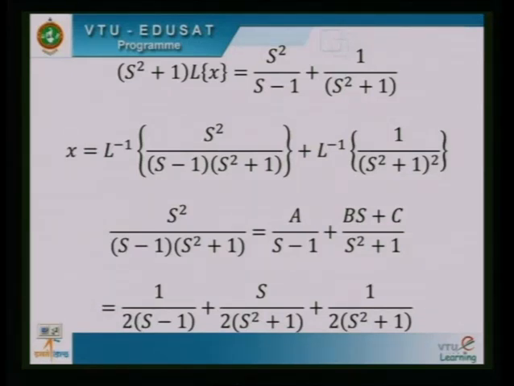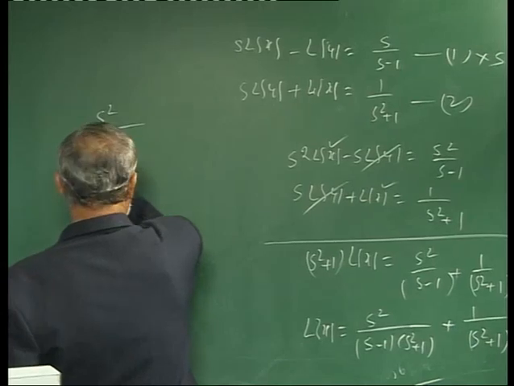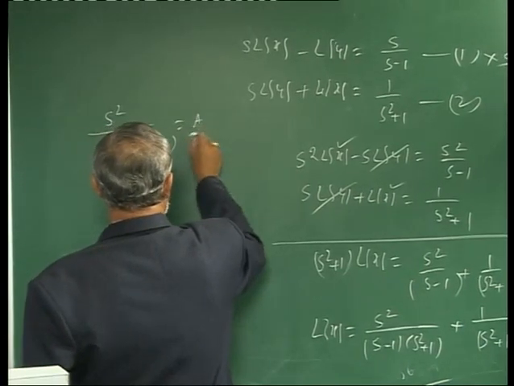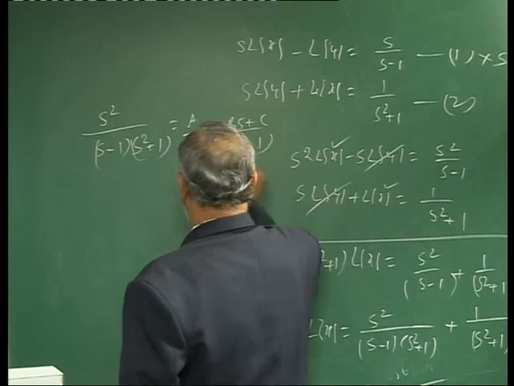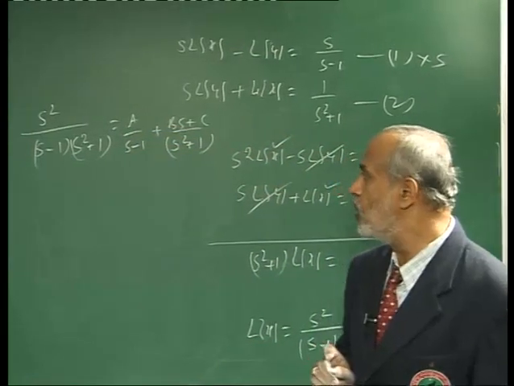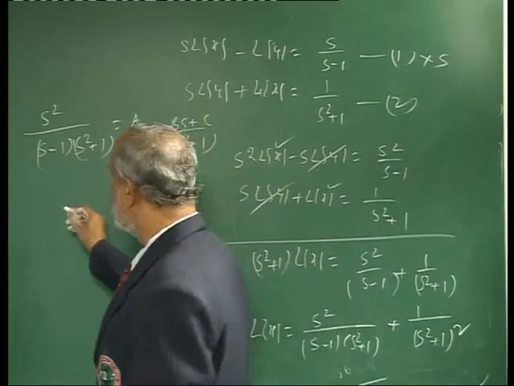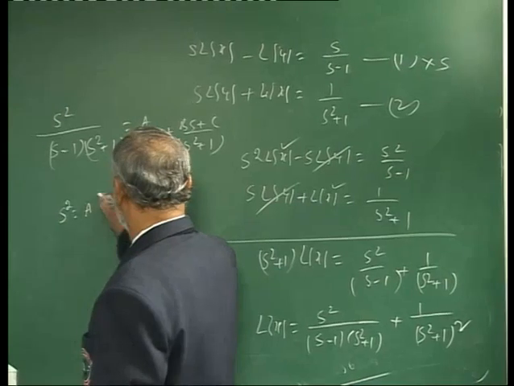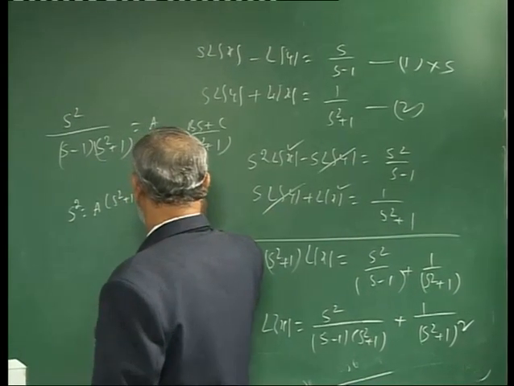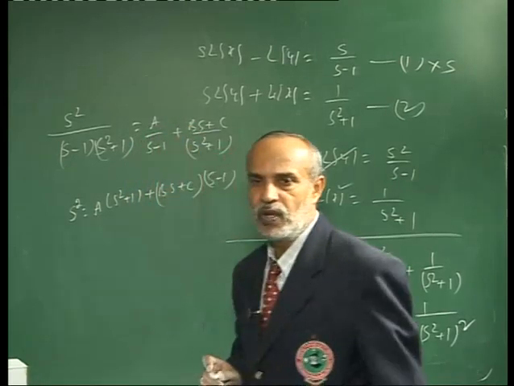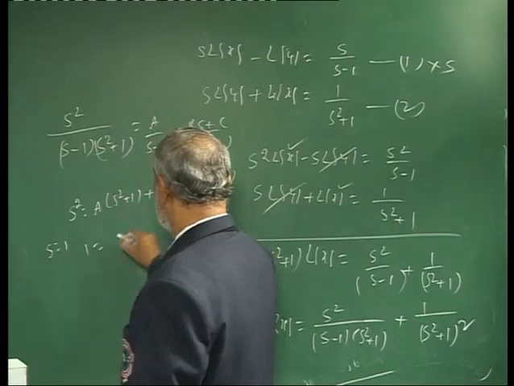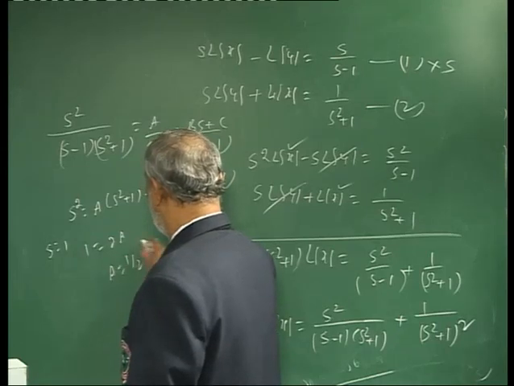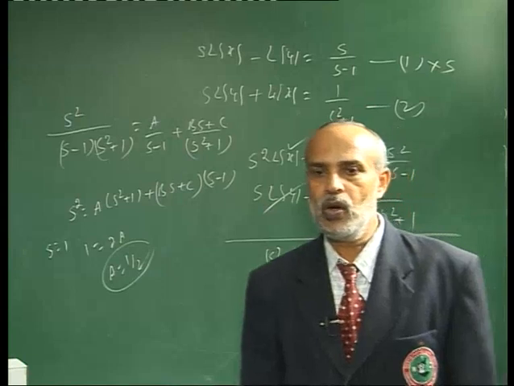That is S squared divided by S minus 1 into S squared plus 1 can be written as A divided by S minus 1 plus BS plus C divided by S squared plus 1, multiplying throughout the equation by S minus 1 into S squared plus 1. Then what is the LHS? LHS you are getting S squared is equal to A into S squared plus 1 plus BS plus C into S minus 1. See, if you put S is equal to 1, then 1 is equal to, this becomes 0, then 2A, then A is equal to 1 by 2.